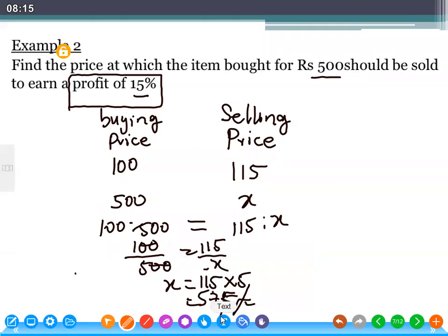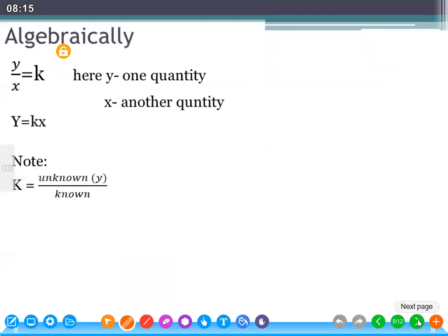Now we are going to see the third method. That is, we are going to solve the direct proportion problems algebraically. Here, one quantity, y over x, is equal to k, a constant. So one quantity, y, is divided by another quantity. That is a constant value in direct proportion. So we can write y is equal to kx. So there's a note here.